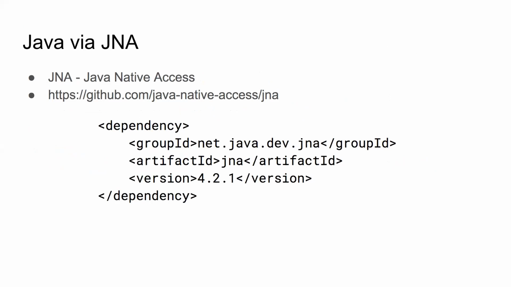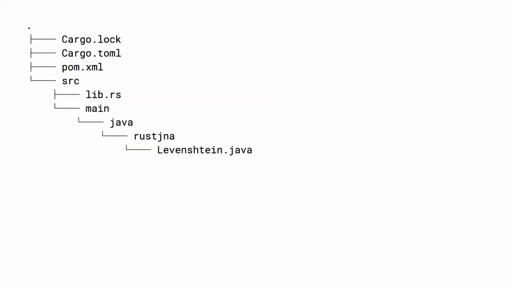So the next one I'll show is how to call this same Rust module through Java using JNA, or Java Native Access. Here's the dependency you would use in your POM file. Again, generate a skeleton. This time you're going to have the lib.rs and then the Levenshtein Java code, which simply loads that C library into Java.